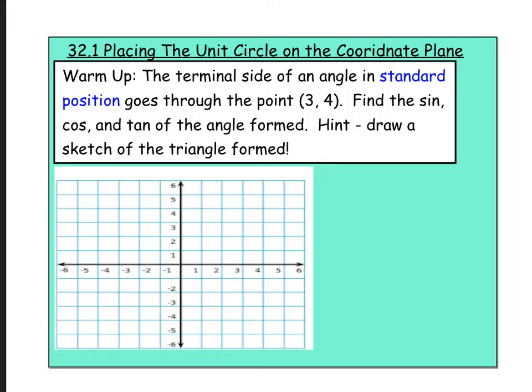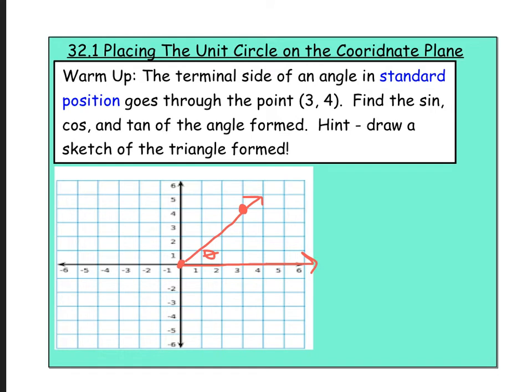Okay, so let's place an angle on the coordinate plane here and find the sine, cosine, and tangent of the angle formed, just as a little review. So if the terminal side in standard position goes through the point (3, 4), so (3, 4) over here. I know again they always start at the origin. The initial side is right here. The terminal side of the angle is going through that point they told us, right? So that's the point (3, 4). Find the sine, cosine, and tangent of the angle. Here's the angle. There's an angle formed there.